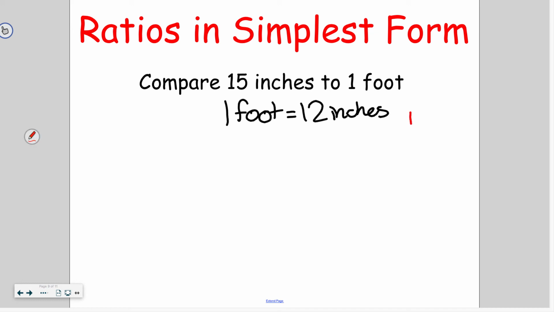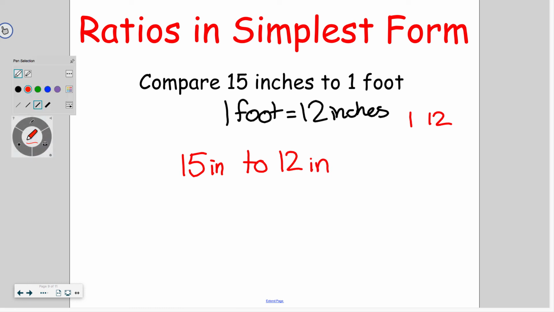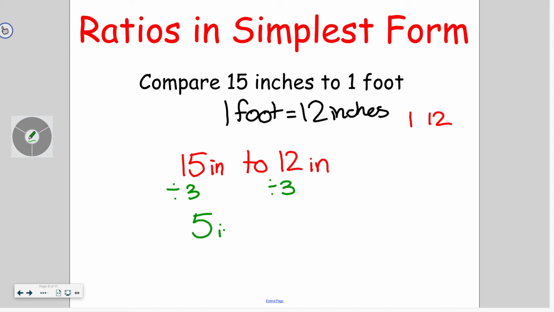So we're converting our 1 foot into 12 inches, which means I'm comparing 15 inches to 12 inches instead of to 1 foot. I'm going to divide both of those by 3, and I get a ratio of 5 inches to 4 inches.